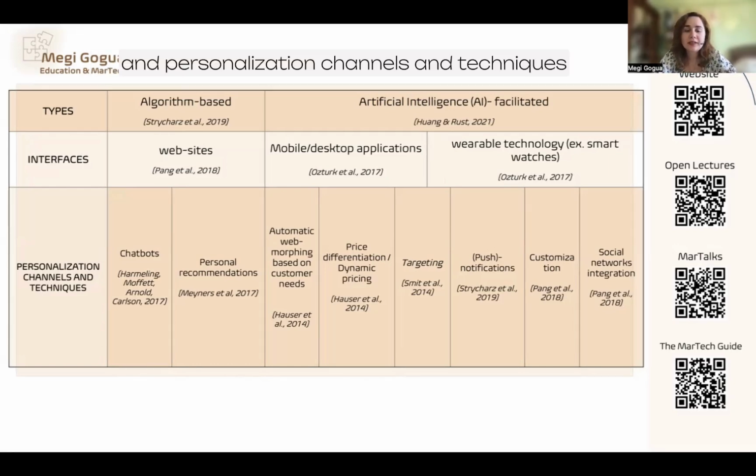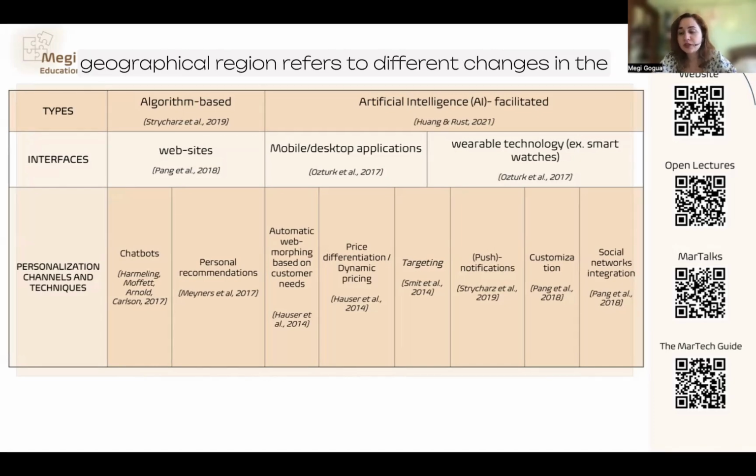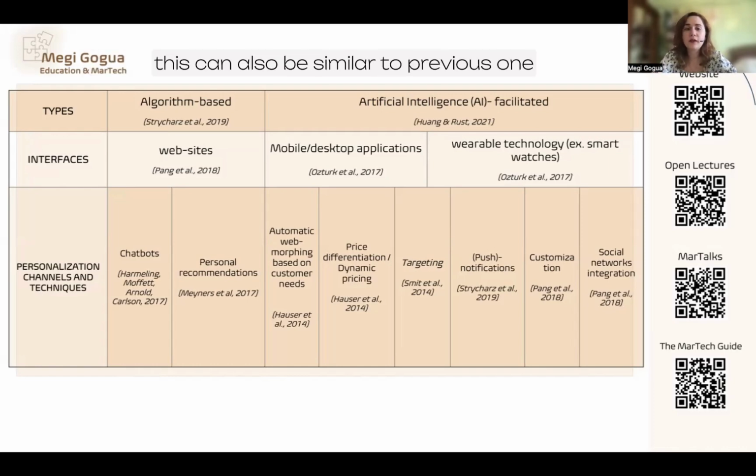And personalization channels and techniques, we have chatbots, which we covered recently, but this is something that talks to you, has a conversation with you either through text or through voice. Personal recommendations, automatic web marketing based on customer needs. So when you log into something, you'll see the website adapted to you. Price differentiation, dynamic pricing. It is usually based on the country. It is usually based on the way how, for example, geographical region refers to different changes in the prices. This can also be similar to the previous one, the currency and all that.